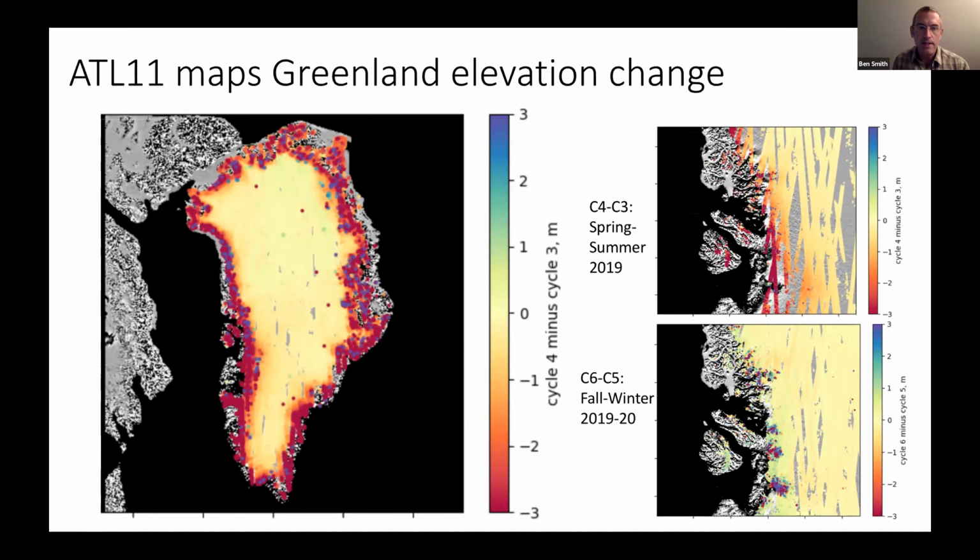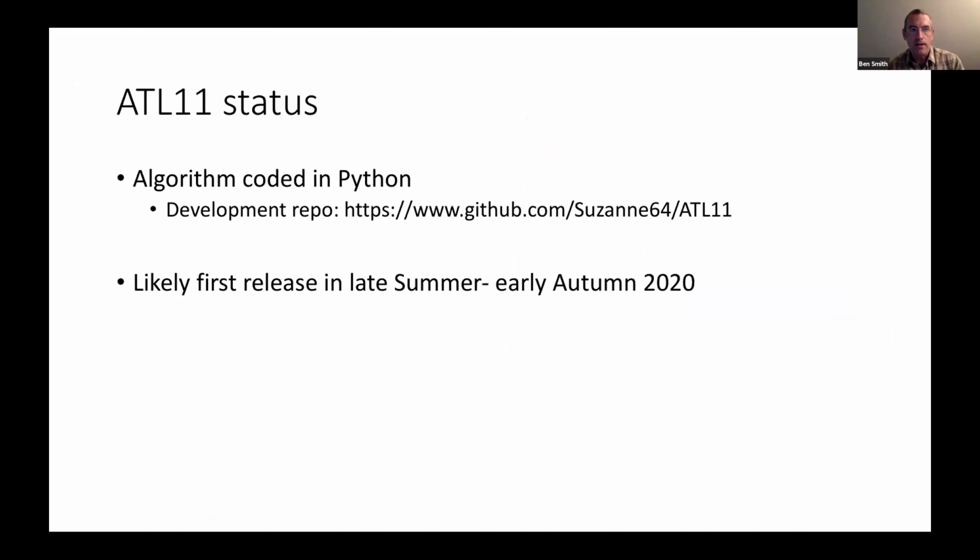So ATL11 will be a product that we hope to get out later this summer. We've got the algorithm coded in Python, and that's available, although it's not set up to be particularly friendly to use right now. But we're expecting to have our first release of this later on this summer, depending on how fast we can work through some metadata issues with NSIDC.